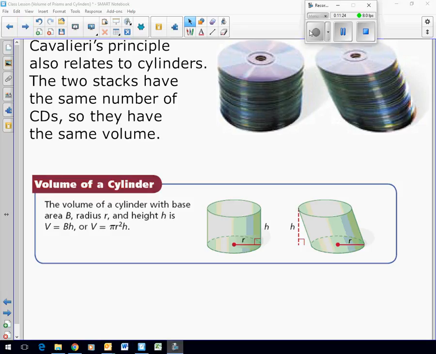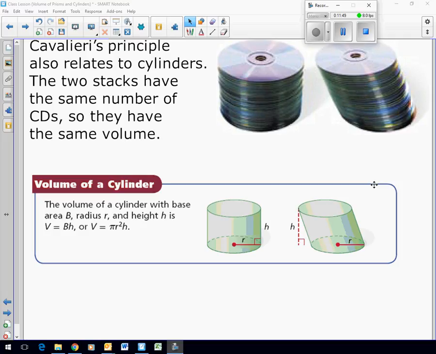So, would you believe that the Leaning Tower of Pisa and the tower next to it that has the same area and the same height have the same volume? Yeah. And they're not going to look like they have the same volume, okay? But they do. All right? They do. Here's why.